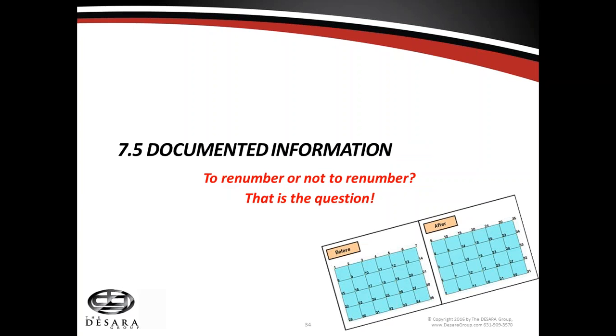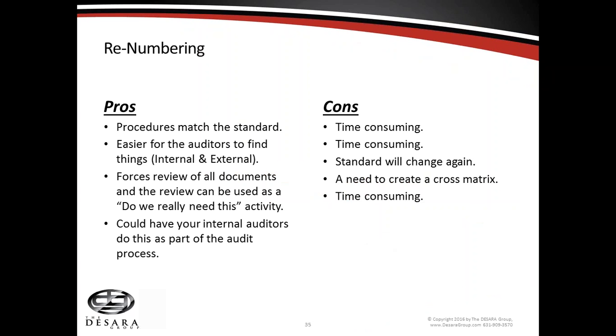Good deal. Thank you. So documented information, that was what we just covered. And the question we want to talk a little bit about is to renumber or not to renumber. That is the question. Do we go through and spend our time renumbering all our documentation so that it meets the requirements of the standard? What's the pros of doing that? What might be the downside of doing that? I've listed on this slide a little of both. I'm sure I haven't captured all of them. I'm sure there's other things that we can discuss, but there's a few things here that we can look through.